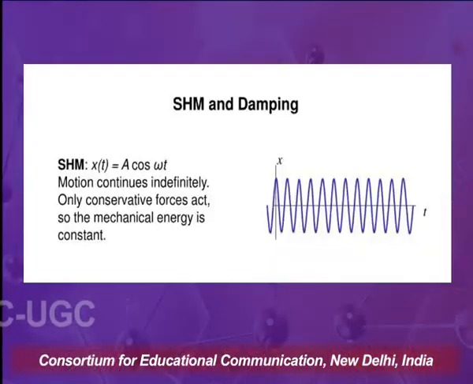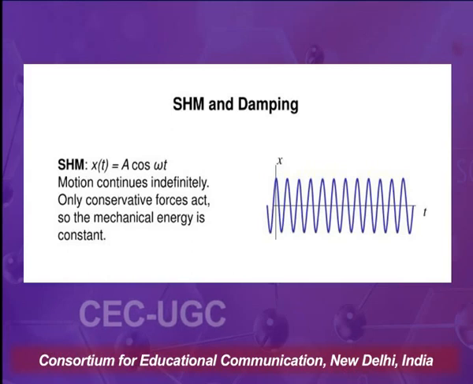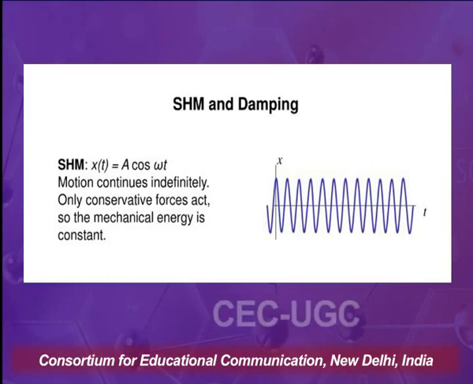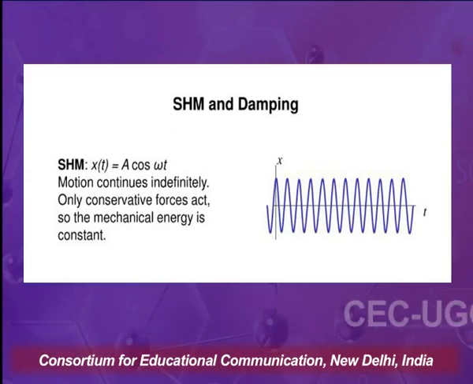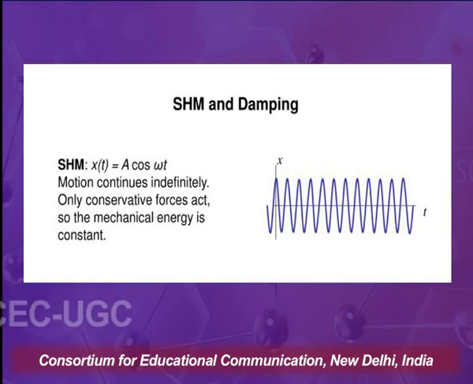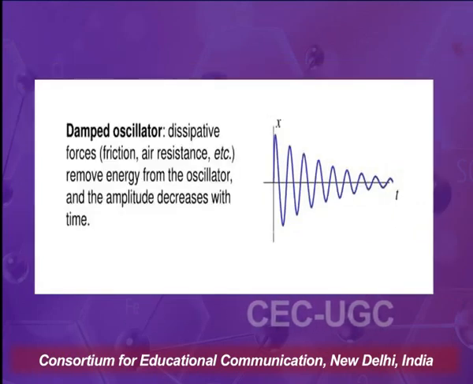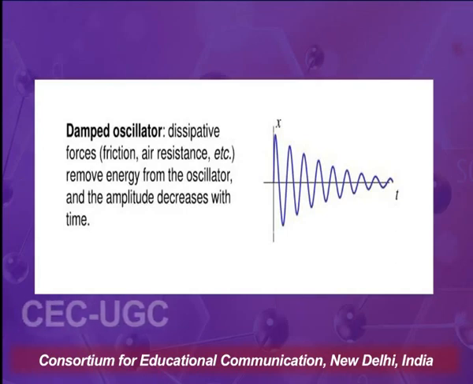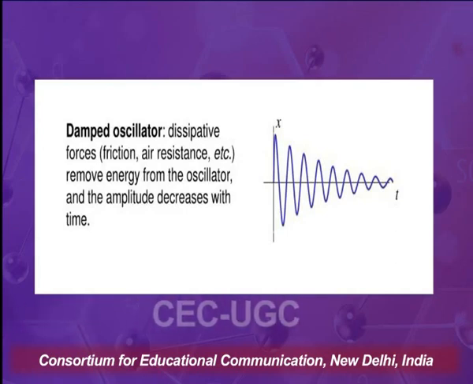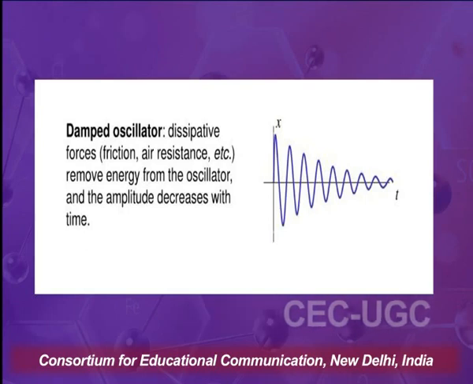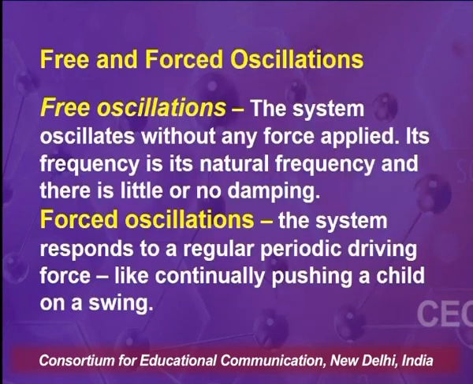This is the simple harmonic motion pattern, and you can see that the motion continues indefinitely, only a conservative force acts, so in simple harmonic motion we can say that mechanical energy is constant. It is clear from that pattern. What about the damped oscillator? Dissipative forces remove energy from the oscillator, and that's why the amplitude decreases with time.